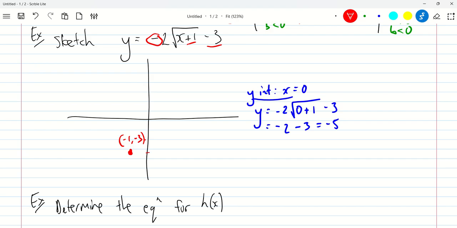So that helps us get an idea. If that's negative 5 there, then it's going to go through that point as well. So what does the graph look like? It comes out here, goes on like that, and that's the graph. That's y, that's x, and that's y equals negative 2 root x plus 1 minus 3. Okay, so hopefully that makes sense.